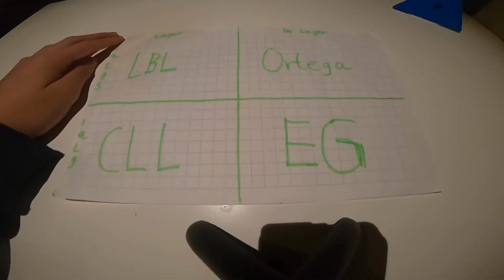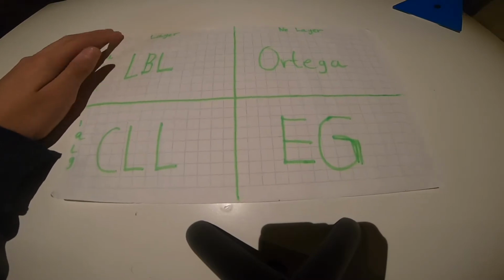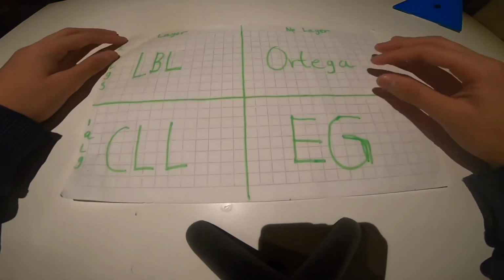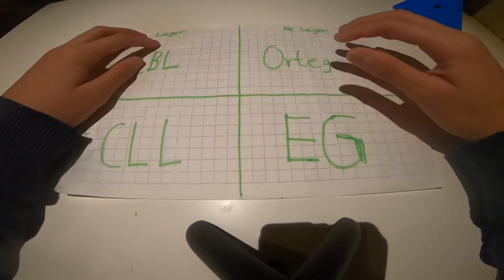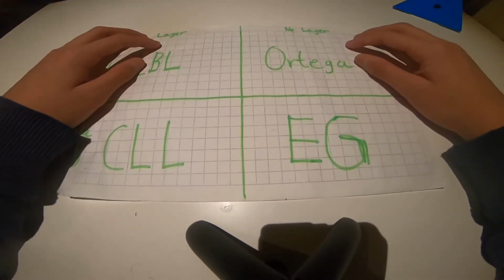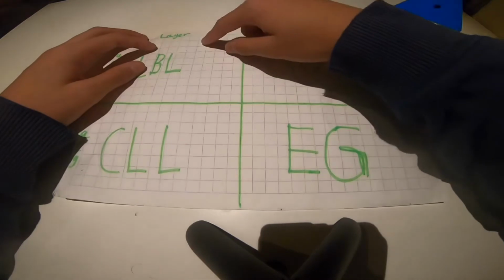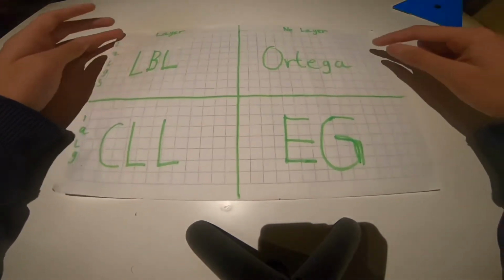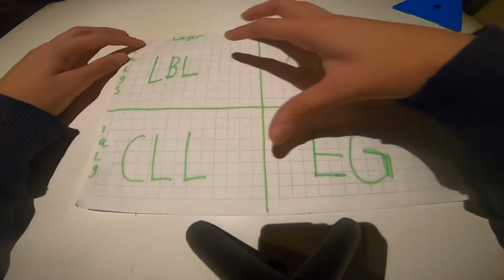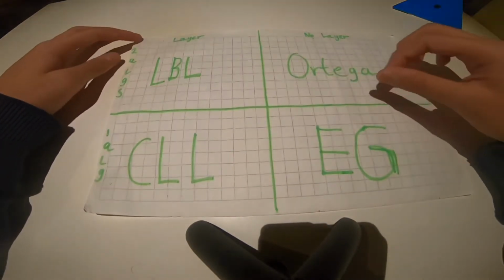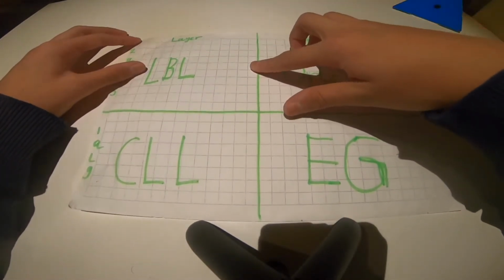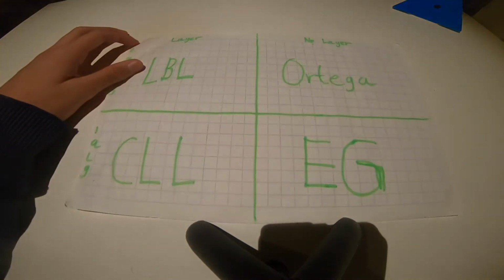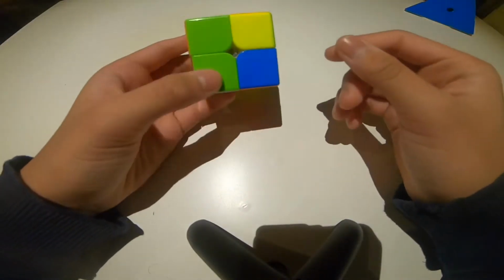So remember this chart. This will be kind of the basis in dissecting these methods. So there are basically two types of methods. One where we start with a layer first, and one where we don't start with a layer. Or sometimes you can start with a layer, but it's not necessary. And then here, this line kind of separates if you need to use two algs to solve the top layer, or if you just need one alg to solve the top layer. Obviously, there are a few trade-offs.